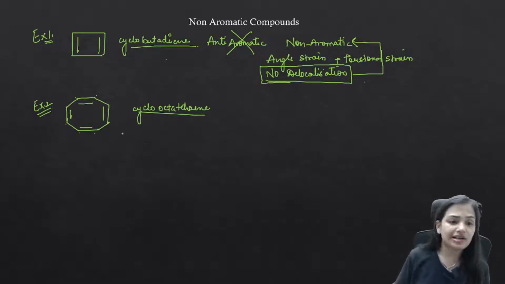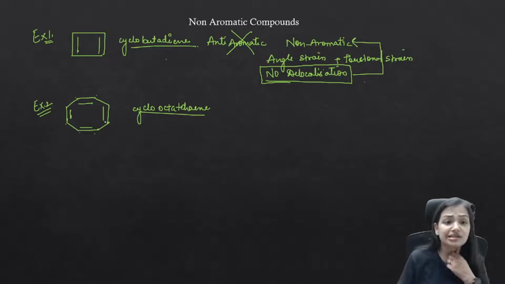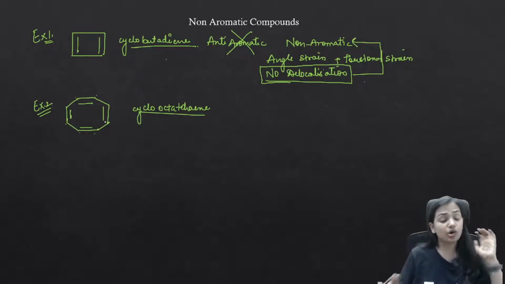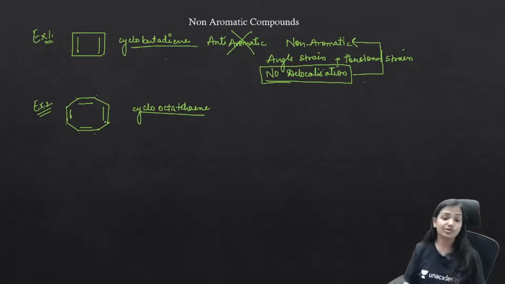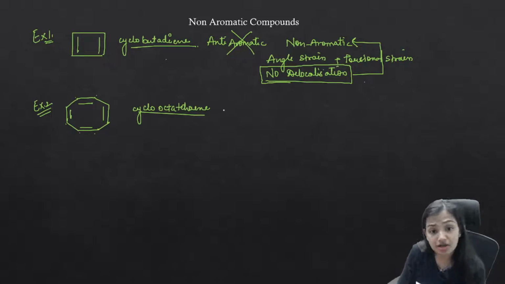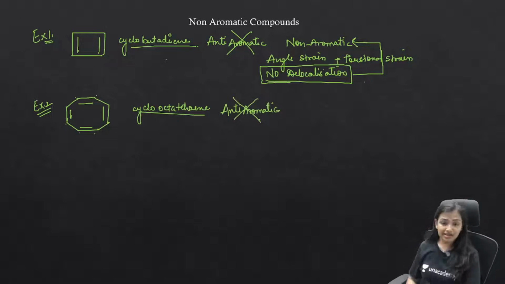So whenever I ask students, the student says, ma'am, it is a closed cyclic ring. There is a planarity. All the carbons are sp2 hybridized. There could be the delocalization of pi electrons. Yes, because we have the conjugated system. And when I asked the number of pi electrons, they said, ma'am, 8. So this molecule is always confused with the anti-aromatic compound. But guys, again, let me tell you, this is not anti-aromatic.